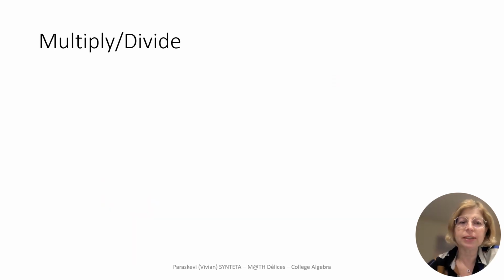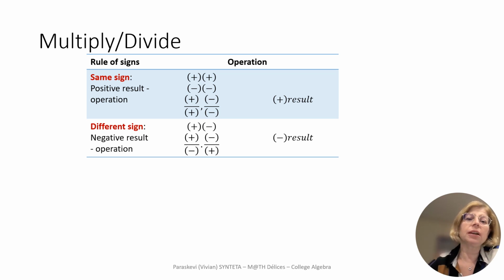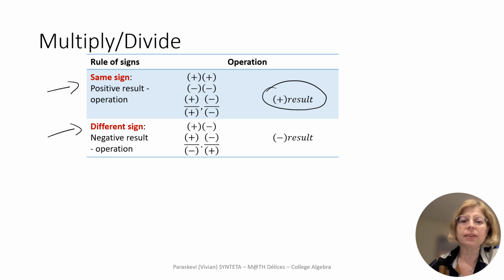Let's proceed with multiplication and division, where we still have the rules of signs, that in this case say that if we've got the same sign, the result is a positive one, as you can see here, and if it's a different sign, the result is a negative one, as you can see here. So it's pretty simple. Let's see how we apply it in some examples.